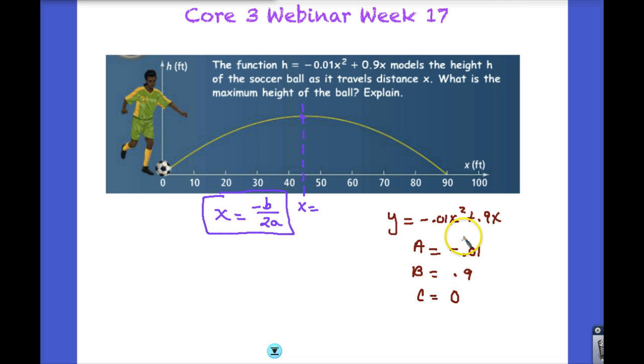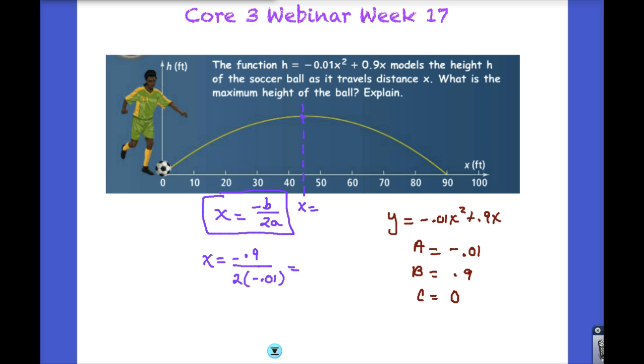Remember that our a value is always what's next to the x squared. Our b value is always what's next to the x. And our c value is the constant term all by itself. Once we identify those, we can plug them into our nifty equation. So x is equal to negative 0.9, because that's our b, because it's negative b over 2 times a, and a is negative 0.01, as Elliot has told us.